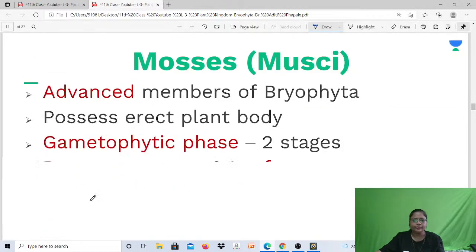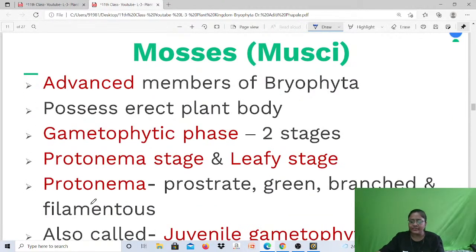Chalo, so liverworts we have done. Now let's talk about mosses.